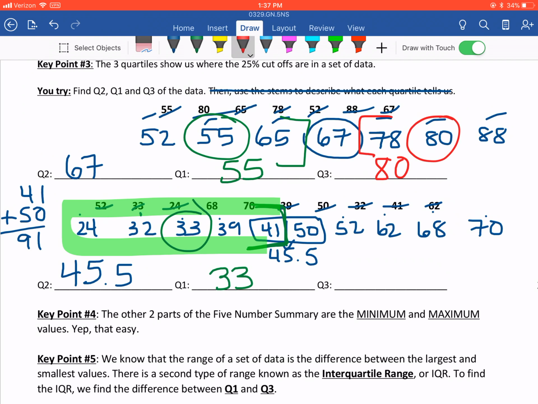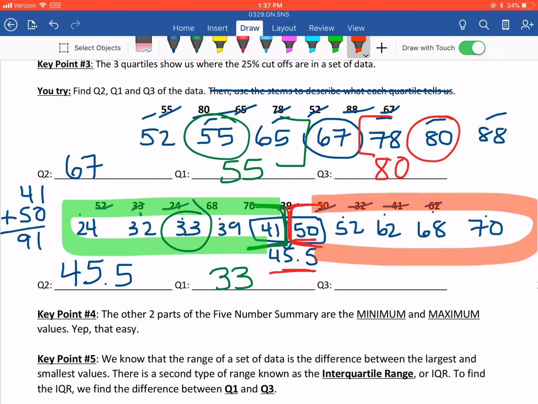And then for Q3, notice 50 is also bigger than 45.5. So for my Q3, it should have been all the numbers that are right here, because 55 is bigger than 45.5, so I would include it. And the one that's in the middle there is 62.